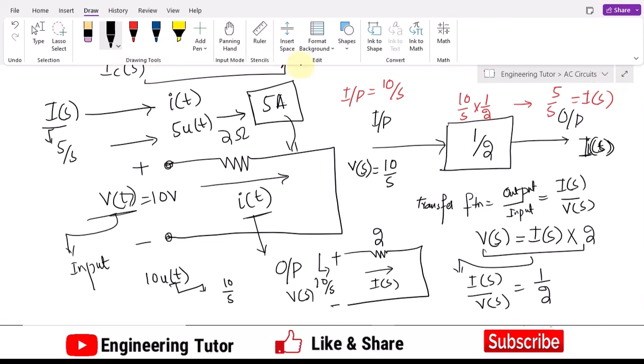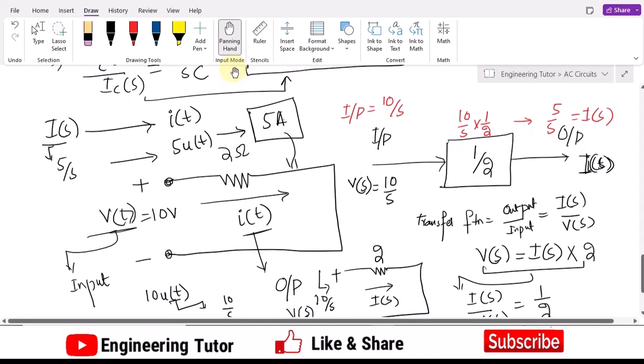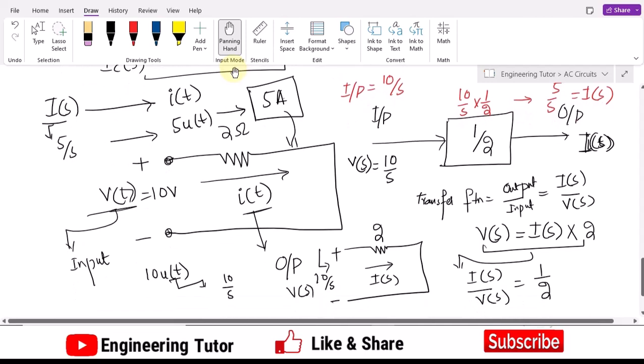That is it for today, in which we have seen the application of the Laplace transform in finding the solution of a simple resistive circuit.